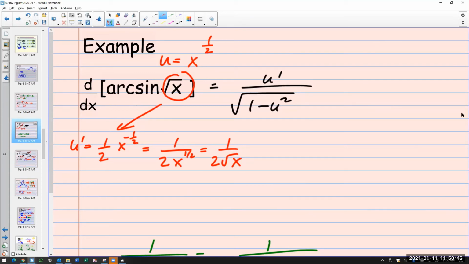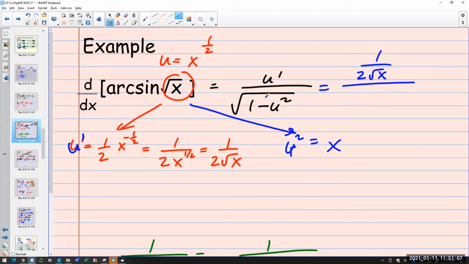Okay, all right. Then I split it off into two ways. Remember, one is u prime. The other is u squared. Okay, what's this squared going to be? What's the square root of x times the square root of x going to be? x. So that's pretty easy. All right. From here on out, I'm just plugging in. Okay, what is u prime? 1 over 2 square root of x. Do you guys see that? Everything else I just copy, but I plug into this u squared. So this is going to be the square root of 1 minus, what's u squared? x. Okay, that is my answer.